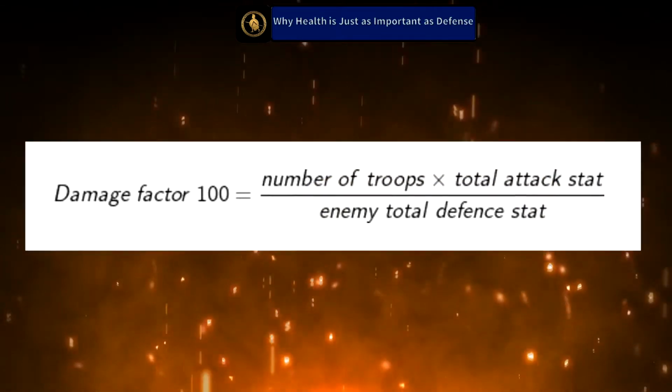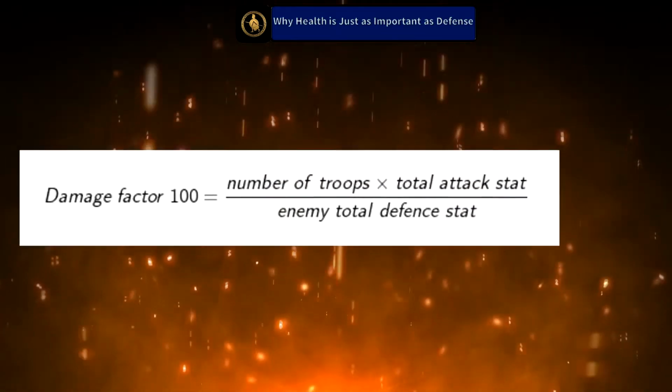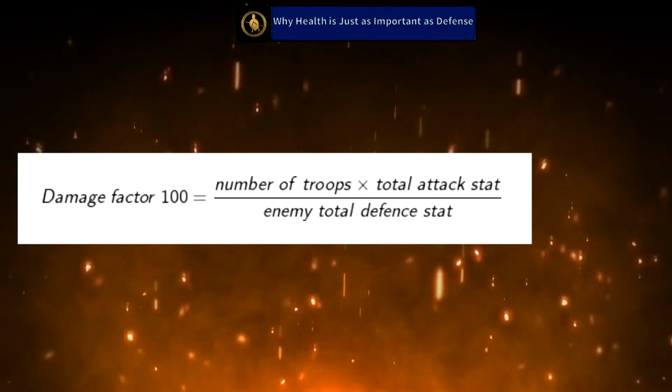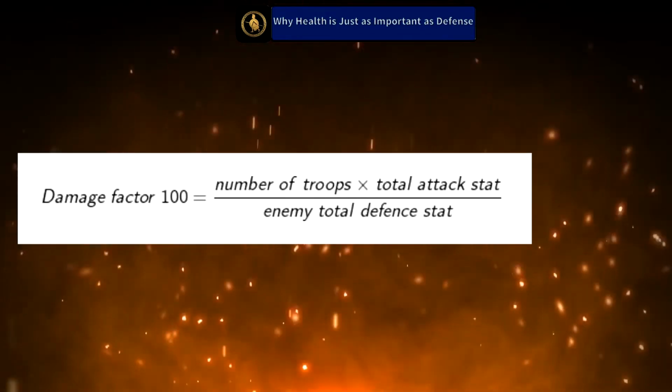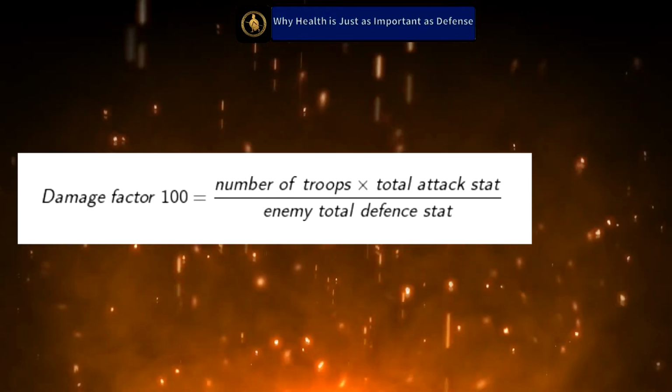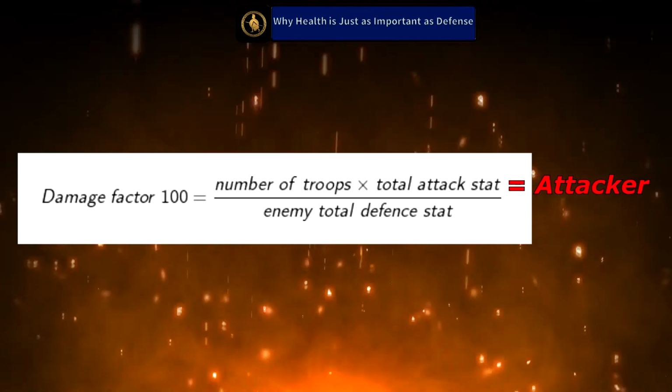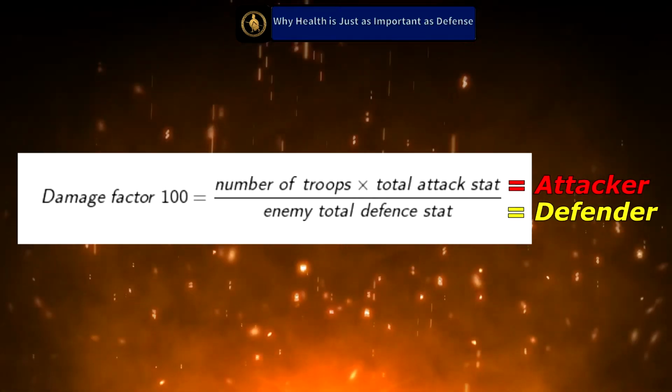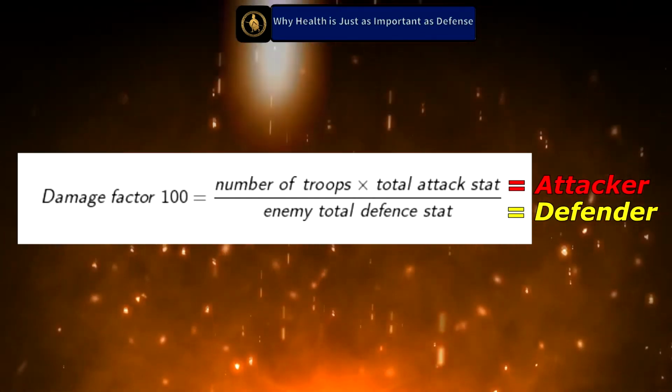So by looking at this equation, all the top values, so the ones above the division line, correspond to the attacker. Anything below the division line here is related to the defender.